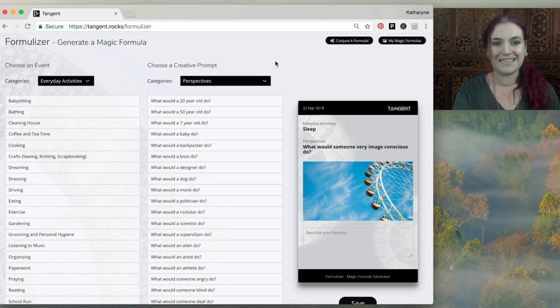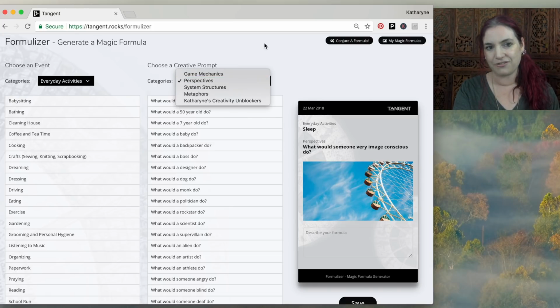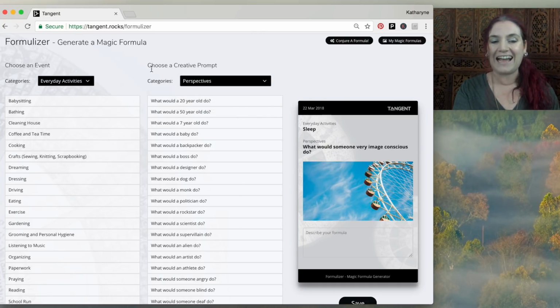Okay, so this is a fun one. This is drawn from perspectives. So I have several types of creative prompts in the Formulizer that you can apply to these events. You can apply game mechanics, perspectives, system structures, metaphors, or Katharyne's creativity unblockers. And this one has drawn from perspectives.